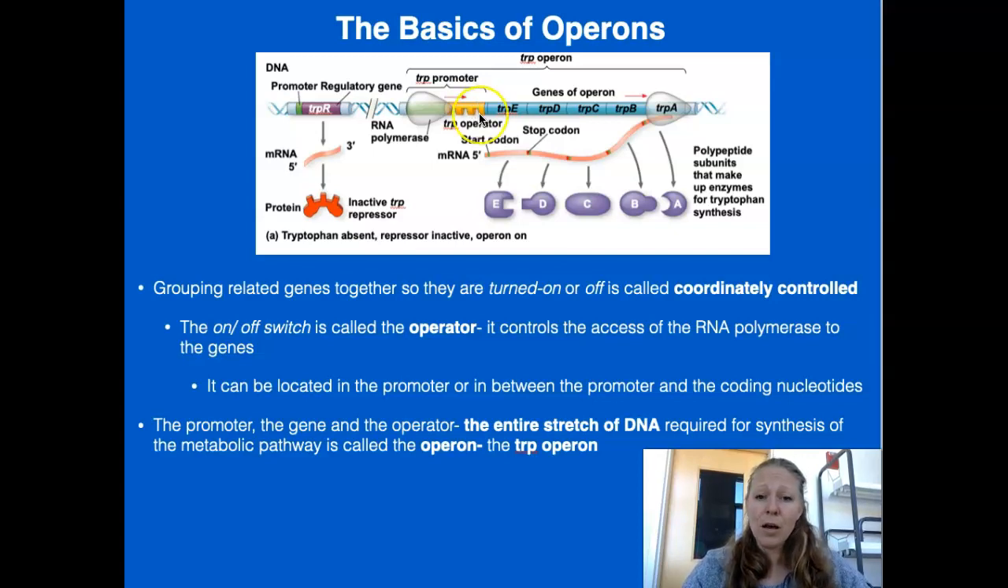So we have an operon. We call this an operon. The operon consists of the promoter region, the operator, and the operator can be in the promoter region or between the promoter region and the series of genes here. So these three things, the promoter region, the operator, and the coding sequence, make up an operon. And this is the tryptophan operon, or for short, the Trp operon.